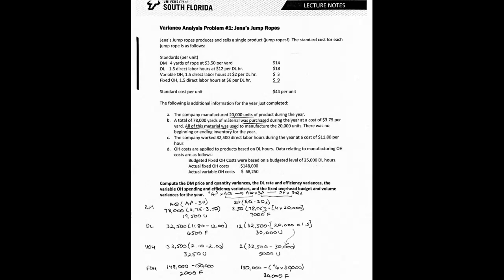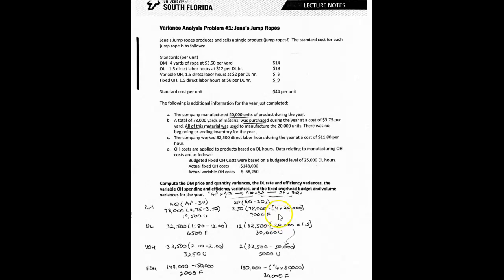So for raw materials, our actual quantity was 78,000 yards. They purchased it for $375 a yard. That's my actual price. My standard price was $350 per yard. Okay? So that's 78,000 times 25 gives us 1,950,000, and that would be an unfavorable variance because we paid more than budget. Okay? It seems like a big number, which it is, but we had 78,000 yards, so that's a lot of material. So that's for price variance.